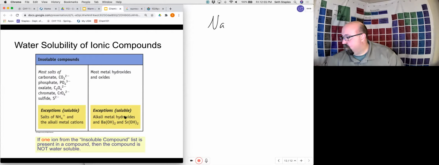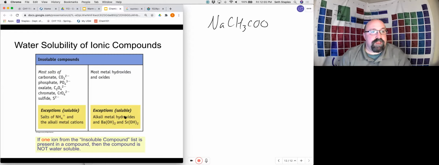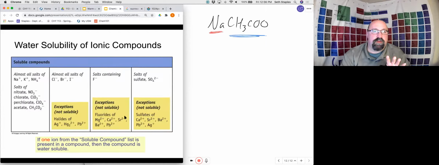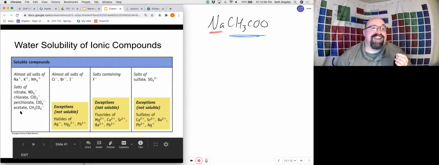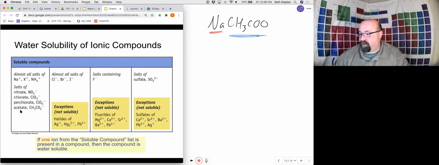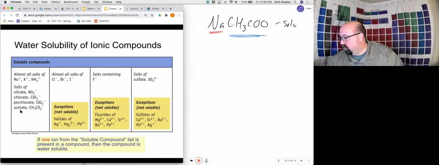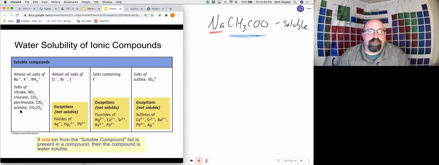Maybe we're looking at sodium acetate. We want to know, is this soluble or not? And I'm on this chart here, so we'll look on this one first. And I don't see anything on our insoluble list that's going to help us. I don't see anything that talks about either sodium. So again, we have to recognize what our ions are. We have sodium in here, and we have acetate. And so there's nothing on our insoluble list that helps us out. On our soluble list, we see that almost all salts of sodium and all salts of acetate are all soluble. So that tells us that absolutely, this one is going to be a soluble compound.